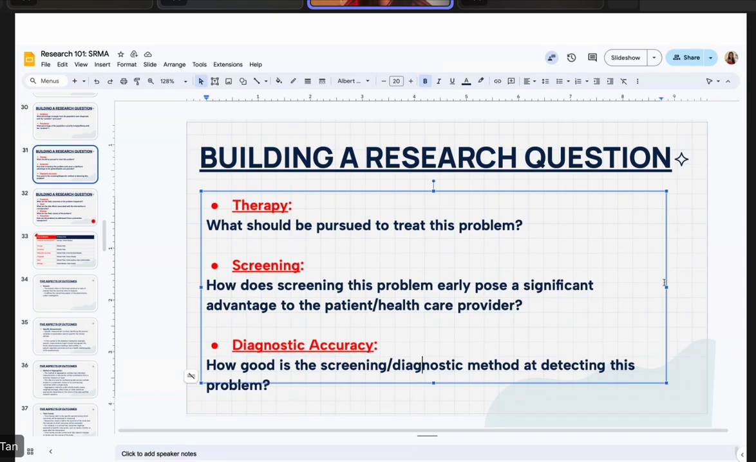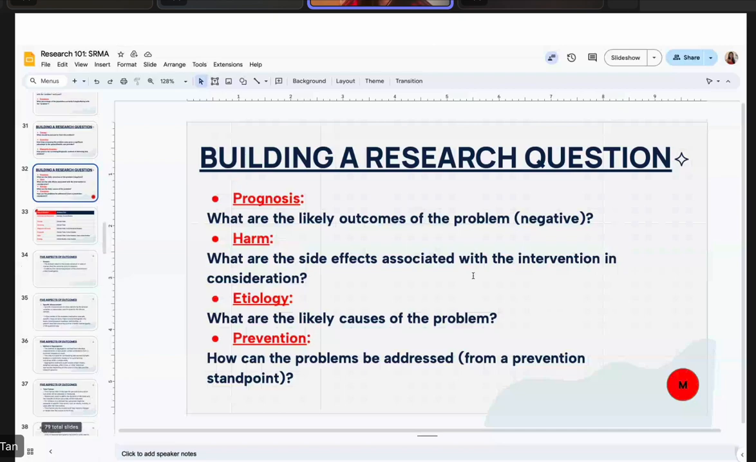And then you have your diagnostic accuracy. So how good is the screening or diagnostic method at detecting this problem? So again, this is similar to this, except this is more about how accurate something is. Okay, and then you have your prognosis. So what are the likely outcomes of the problem?